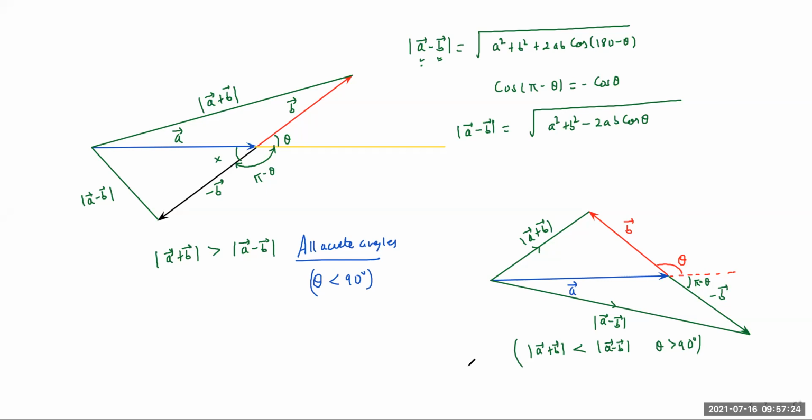So when are they going to be equal? Is there any case when the sum and difference will be the same? 90. Exactly. Can you draw and realize it? Sure. So you all draw the right angle for A and B and A and minus B, and just realize whether they are equal or not. Do it, everyone.